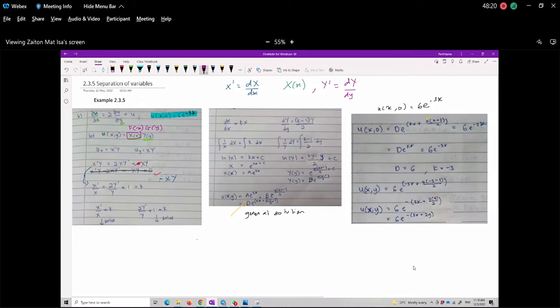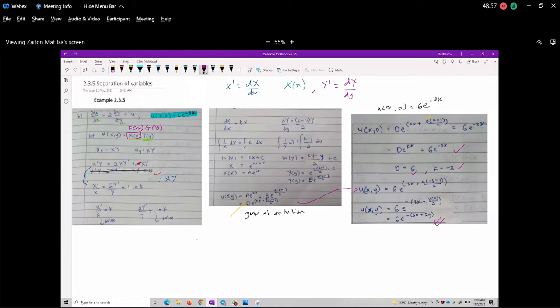So we'll get d times e^(kx) equals to this. By direct comparison, we can see that d equals 6 and k equals minus 3. Now we can update our general solution. Replace d with 6, k is minus 3, so finally you will get 6e^(-3x) plus 1. Okay, so that's the answer.